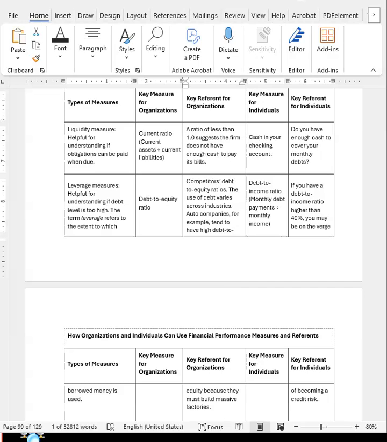Debt-to-income ratio, monthly debt payments divided by monthly income. If you have a debt-to-income ratio higher than 40%, you may be on the verge of becoming a credit risk.